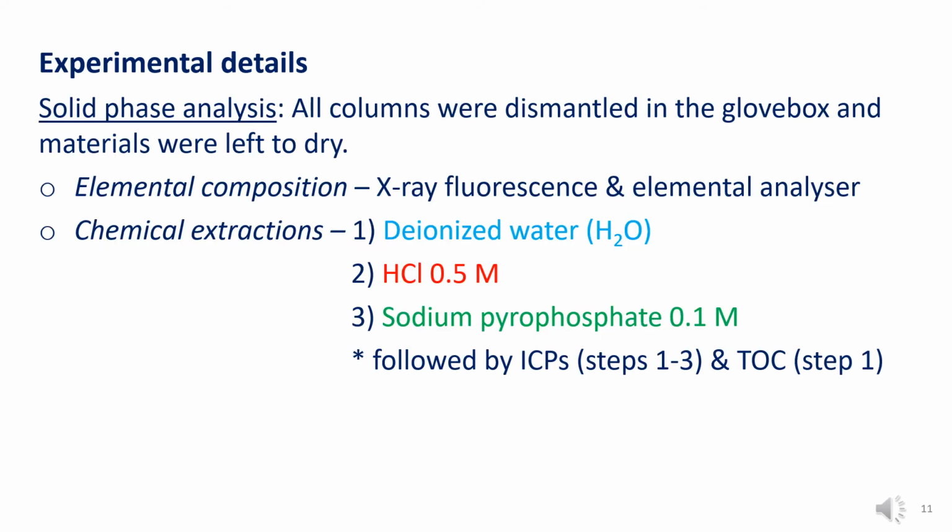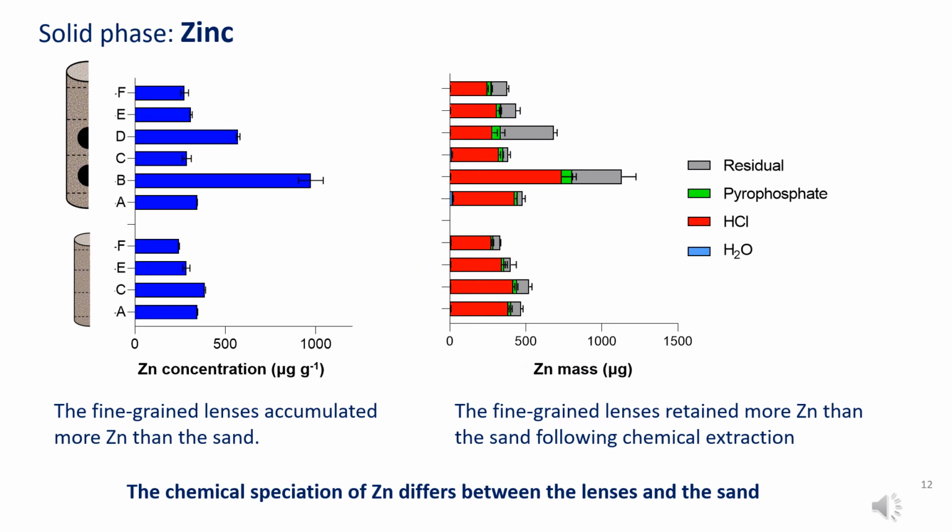After the experiment was done, we performed solid phase analysis for the elemental composition and conducted chemical extractions. Now looking at the solid phase analysis, the pattern is quite different than what we observed in the aqueous phase, and here higher amounts of zinc are found in the lenses, demonstrating that zinc is being removed from the dissolved phase and captured within the lenses.